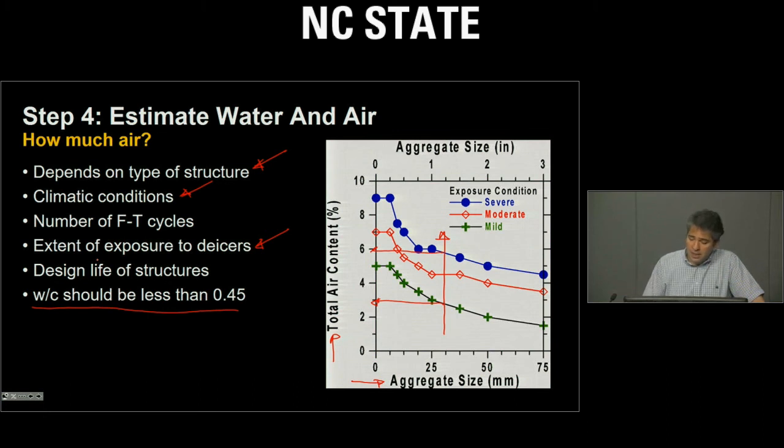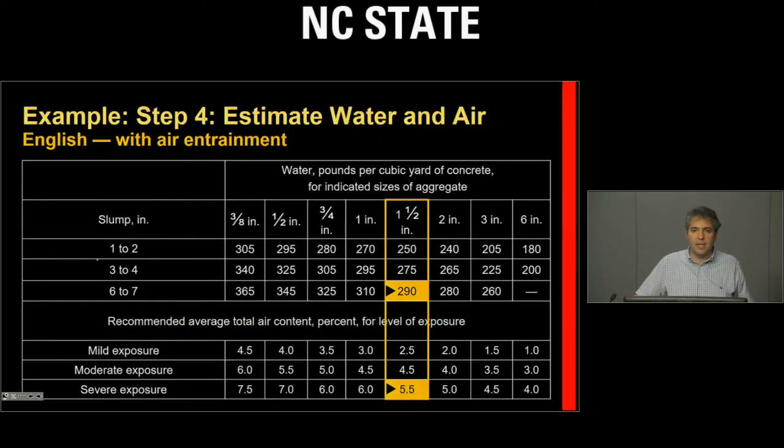And generally, we see that as the maximum aggregate size increases, the total amount of required air inside the system decreases. This is because the total amount of paste decreases inside the system, and the air voids are there to protect the paste. We have a lower amount of paste as the maximum aggregate size increases, therefore we need a little bit lower air inside the system.